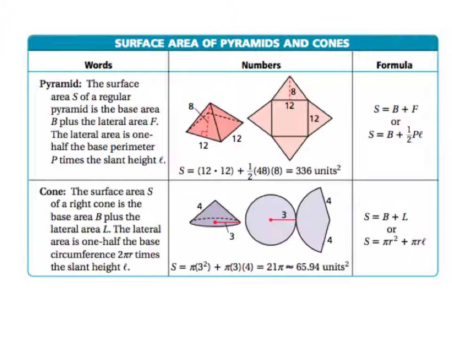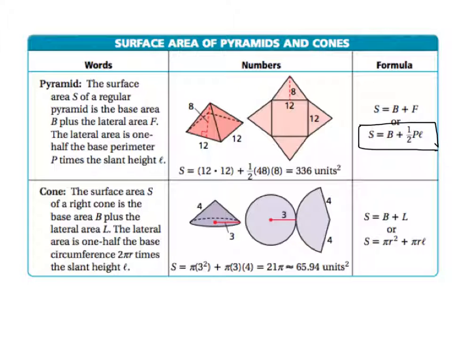Now the formula for a pyramid is, I want you to know this one. The surface area is the area of the base plus 1/2 the perimeter times the length. What P, the perimeter, means is the distance around the square. So the perimeter of the square, and L, length, is basically the slant height. Okay, L is the slant height.